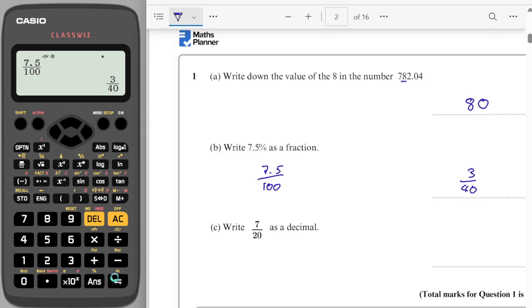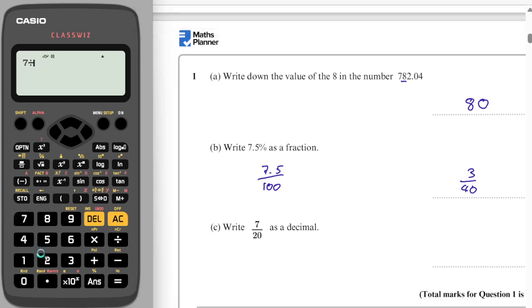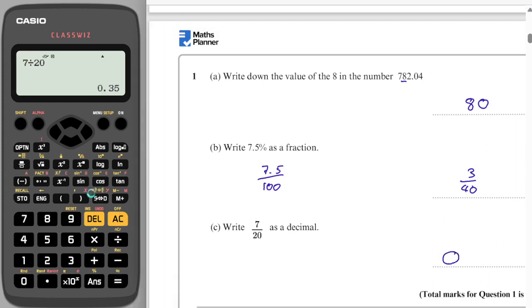And then part C, write 7/20 as a decimal. So I'll do that in my calculator: 7 divided by 20, and as a decimal, that's going to be 0.35.